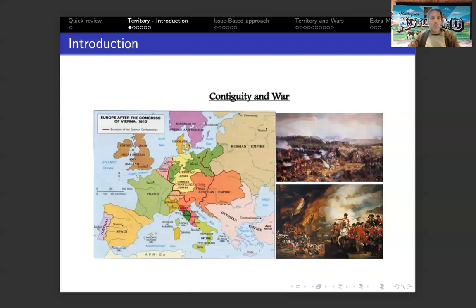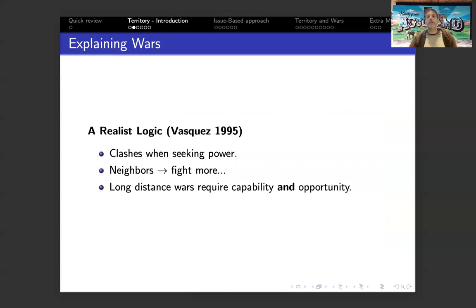Now, one way to explain this phenomenon, the fact that conflicts are more likely to emerge between neighbor states, is based on realist logic. The idea is that neighbor states seek more power, right? That's realism. Countries seek more power, and neighbor states are more likely to clash because they're closer to one another.